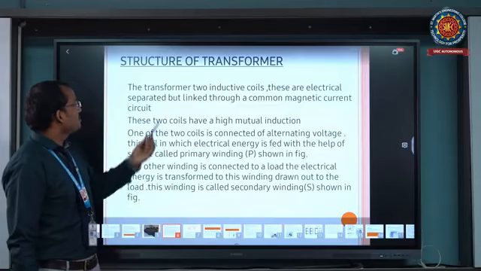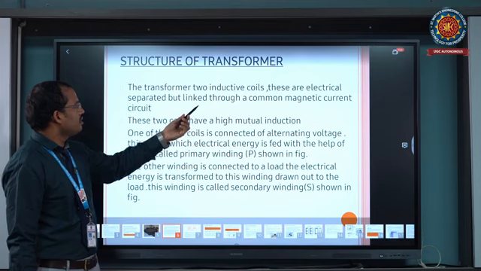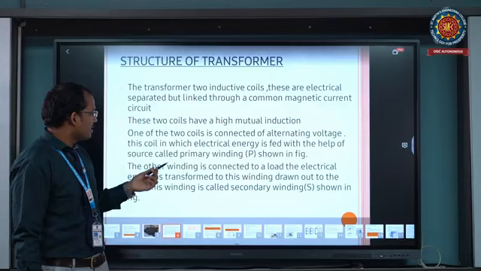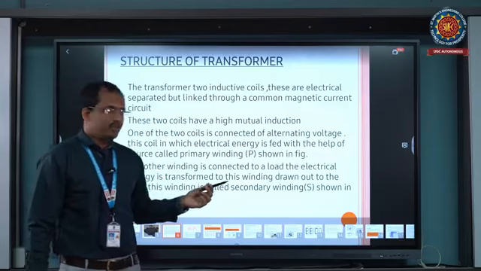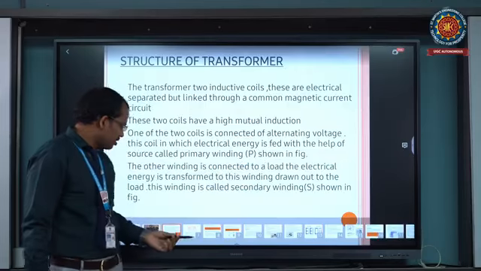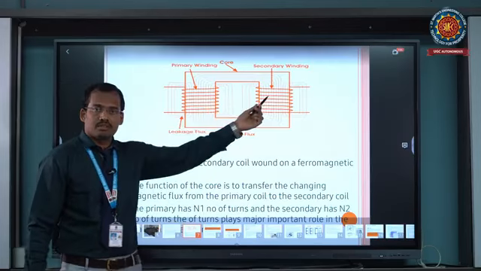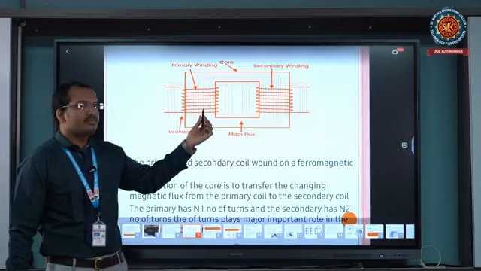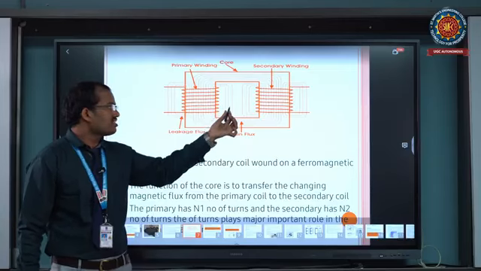And next, the structure of the transformer. A transformer basically has two windings, the primary winding and the secondary winding. These are not connected at the circuit level; they are connected by the mutual induction principle. This is the practical diagram of the transformer. Basically there are two types of transformers: step up transformer and step down transformer.